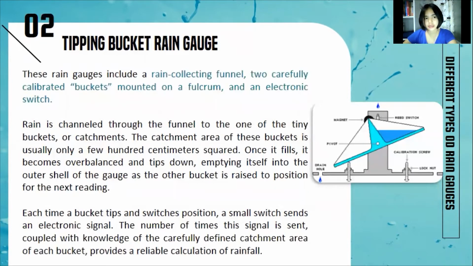Two is the tipping bucket rain gauge. These rain gauges include a rain collecting funnel, two carefully calibrated buckets mounted on a fulcrum, and an electronic switch. Each time a bucket tips and switches position, a small switch sends an electronic signal. The number of times the signal is sent, coupled with knowledge of the carefully defined catchment area of each bucket, provides a reliable calculation of rainfall.